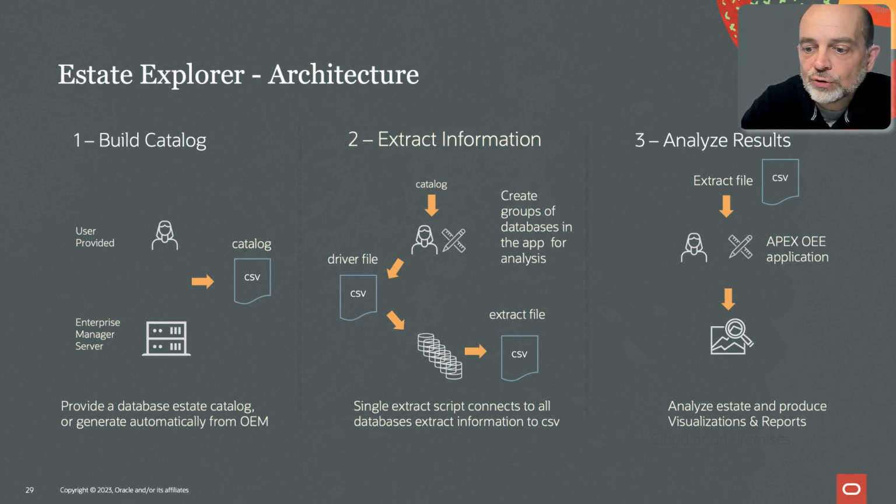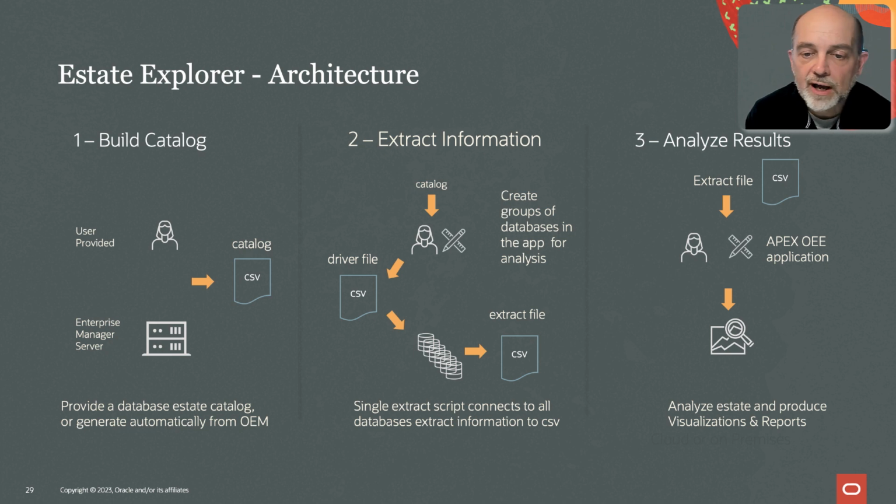So in terms of the overall process, we talked about building a catalog, which you can either provide in a CSV file, or we can run a script against Enterprise Manager and it'll extract that CSV file. That CSV file is loaded up into the application, where you then build the groups and choose the databases that you want to go into more detailed analysis. That runs against those databases and produces another CSV file. You load that CSV file back up into the application, and then everything else is done from there. So those are the 3 stages, really.